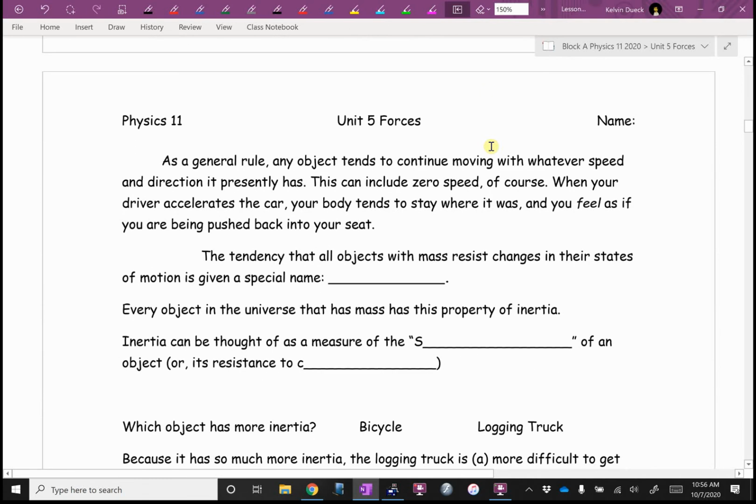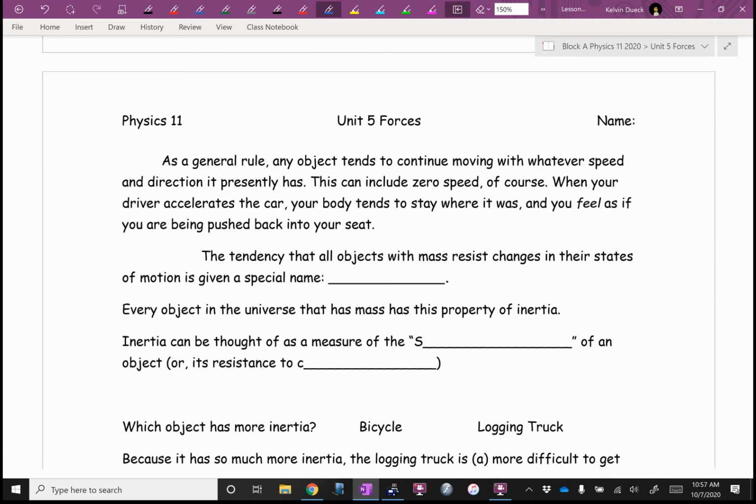So, as a general law or rule: any object tends to continue moving with whatever speed and direction it presently has. You may have heard Newton's first law phrased as objects at rest tend to remain at rest, objects in motion tend to remain in motion, which to me is confusing. If you're accelerating, there's an unbalanced force. If you're not accelerating, the forces are balanced, which means the net force is 0. That's Newton's first.